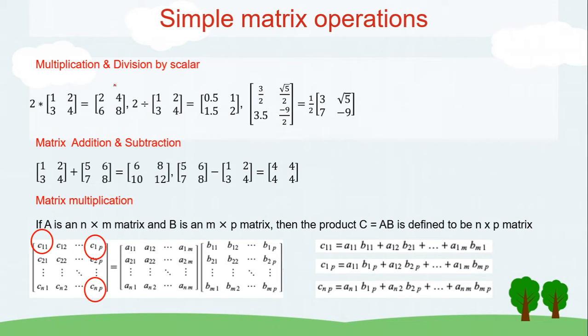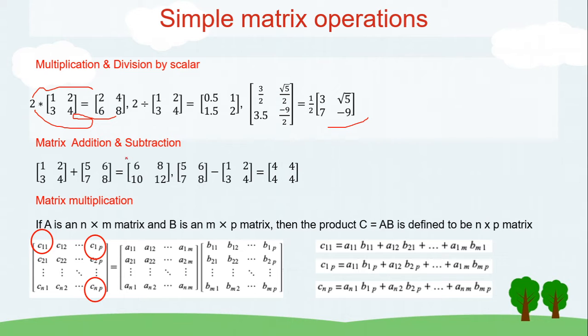Multiplication and division by a scalar. So if you are given a matrix and a scalar, you can multiply like this. At that time you have to multiply each and every element of it. Okay, 2 into 1, 2. Similarly 2 into 4, 8. And you can also divide the way you have multiplied. And you can sometimes simplify a matrix by taking out something common. So here 1 by 2 can be taken out to make this matrix look simpler.